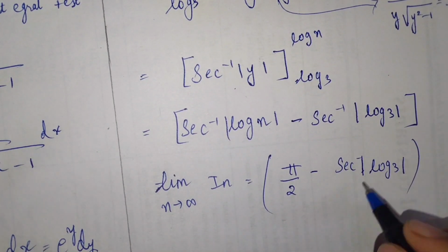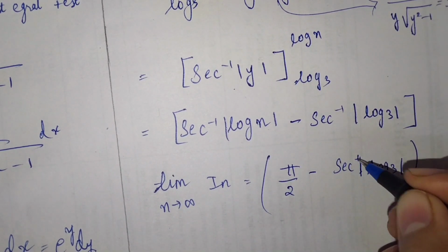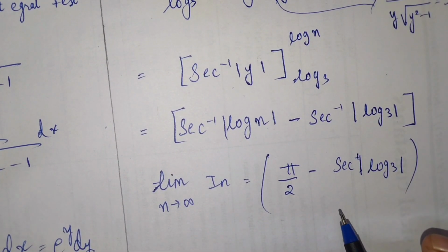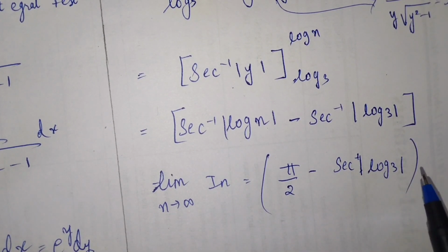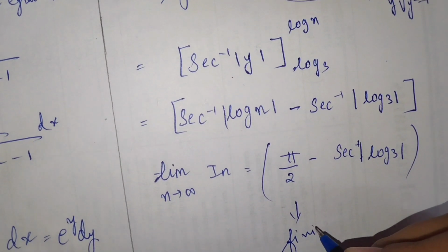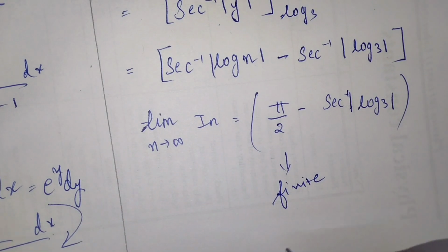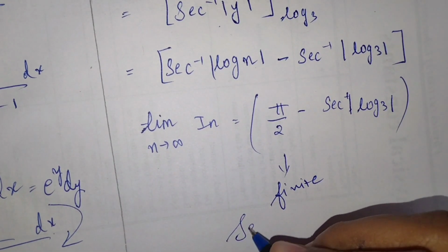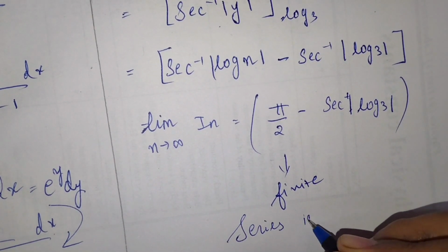And again, no need to calculate it, you can say that the answer will be finite. The answer will be finite, it will not be infinite. Pi by 2 minus sec inverse log 3 will always be finite. So if the answer is finite, we can say that the series is convergent.